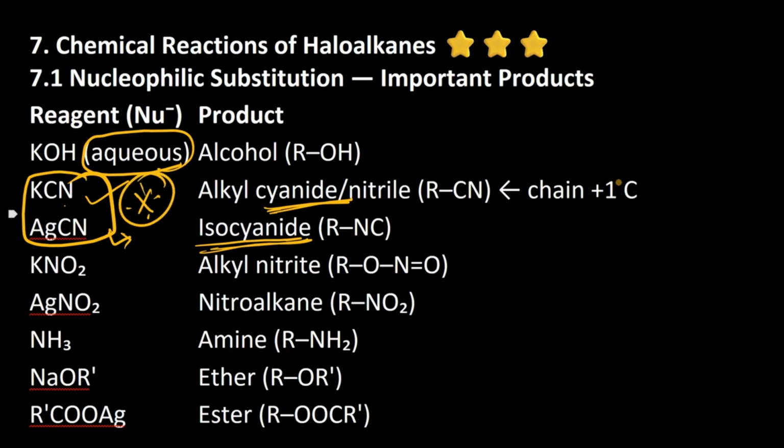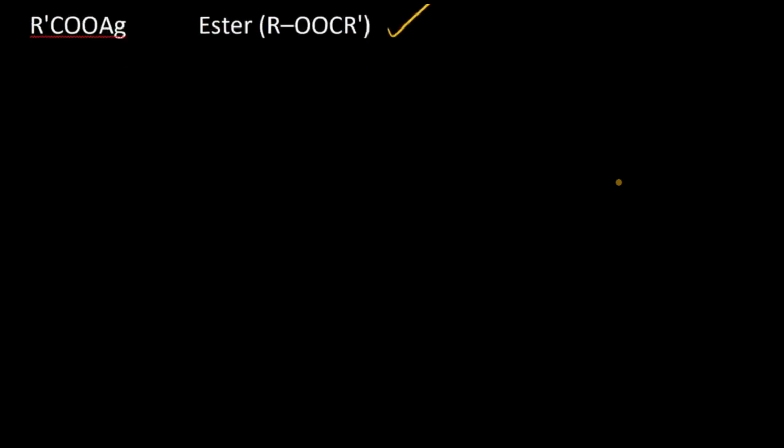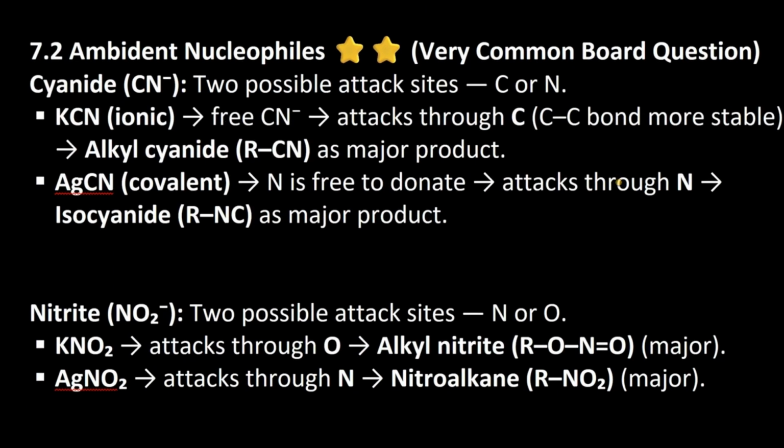Sometimes they will twist you in the question. Then similarly, KNO2 and AgNO2, nitroalkane and alkyl nitrite, ONO and NO2, that is formed. NH3, that is forming amine, and NaOR forming ethers, with RCOOAg, that is a metal carboxylate, which will lead to formation of ester. As I told you, KCN and AgCN, that kind of question can be asked, which is ionic, that is more important. Due to that, what will happen? The carbon will attract more or nitrogen will attract more. You have to decide.